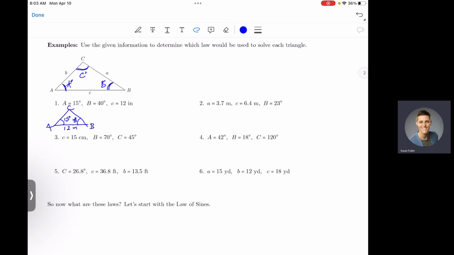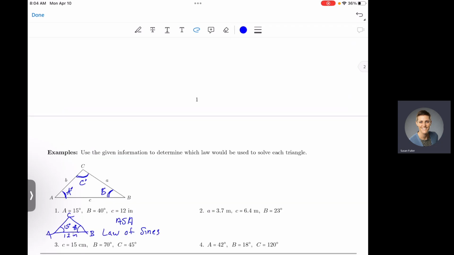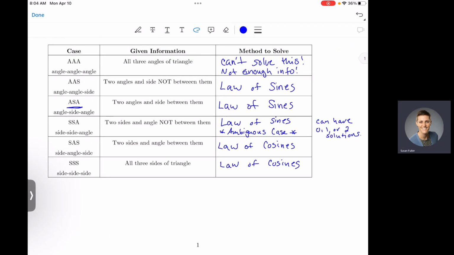Then we are given two angles and the side in between them. So this is angle, side, angle. And if we have angle, side, angle, this is a law of sines situation. So we will use the law of sines to finish solving this triangle. Again, to see that angle, side, angle, right here, two angles and the side between them, that's law of sines.